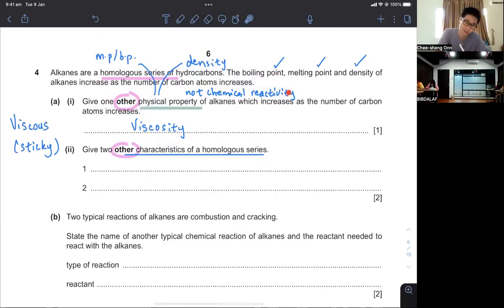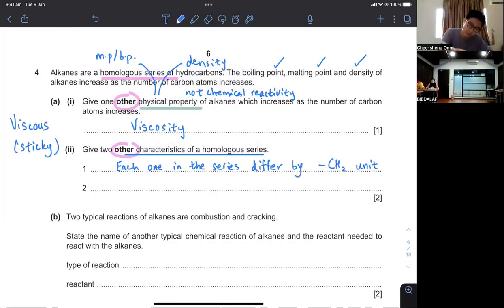Now, they want other characteristics. They already mentioned all the physical properties, so now your job is to think about the chemical properties. What are the characteristics? Each one in the series differs by a CH2 unit. For instance, you have CH4, methane, the simplest one-carbon alkane. Then you have C2H6, which is ethane, and then propane, which is C3H8, and so on.